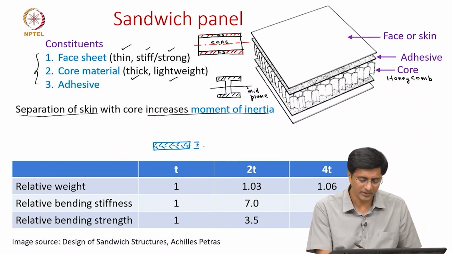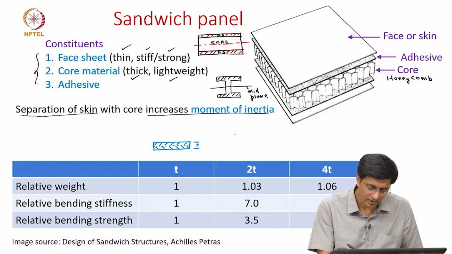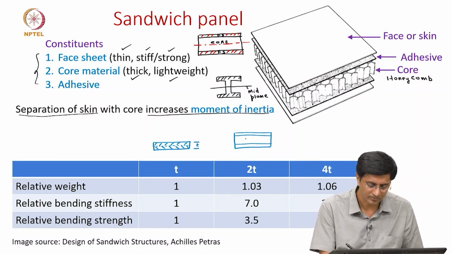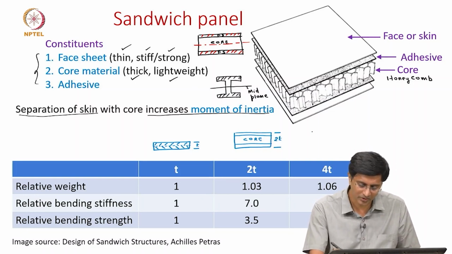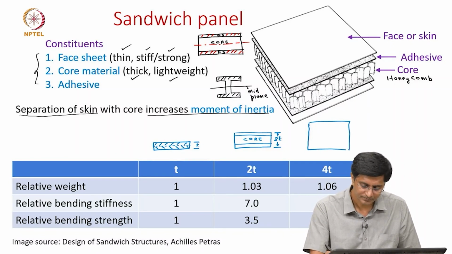Now for the same plate, let's look at double the thickness. The only difference is that we are moving the top plate and bottom plate apart, and in between we fill it with a core. But we are saying the total thickness is 2T. In the third case, we go from double the thickness to 4 times the thickness. So the total thickness is 4T.